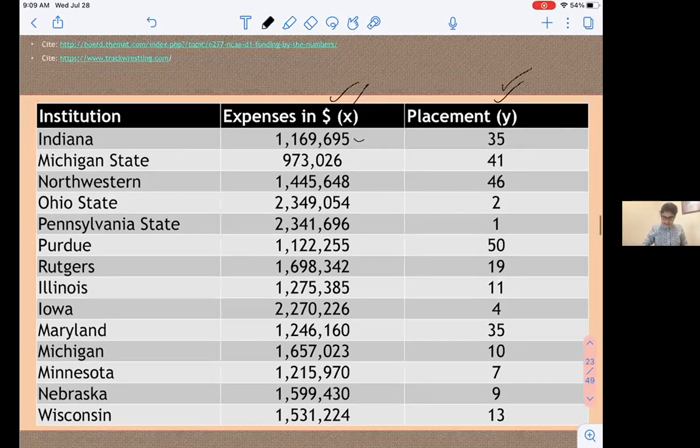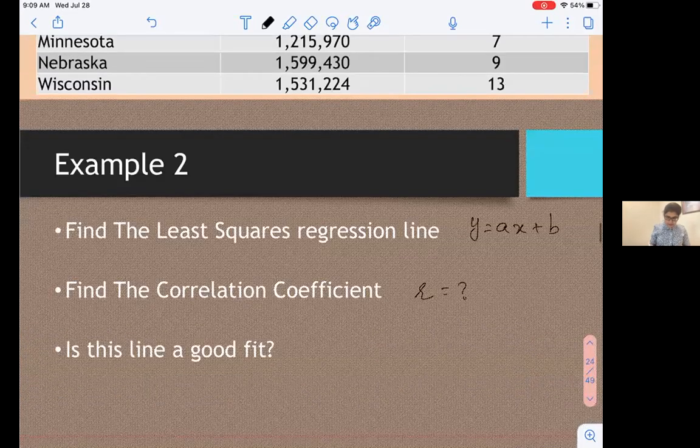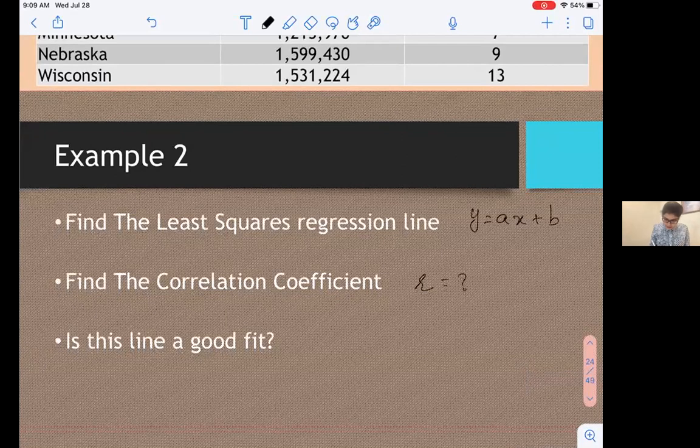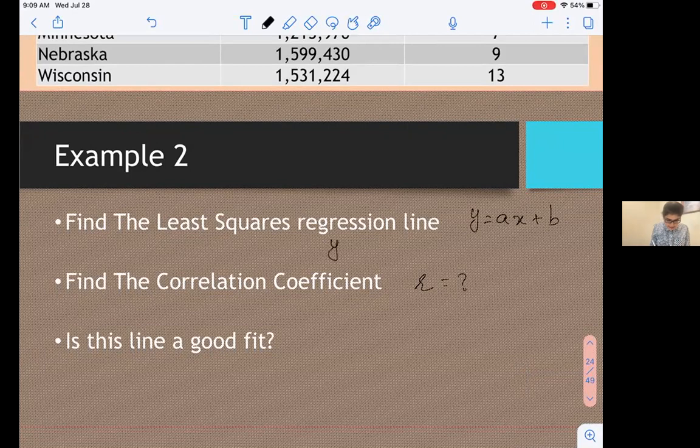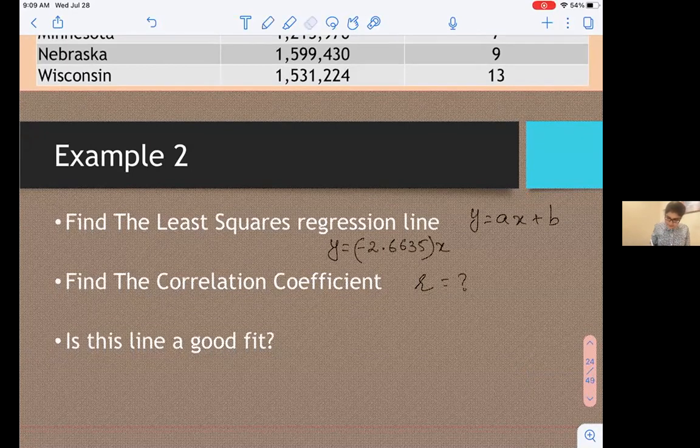So in this case, from my calculator, the linear regression line, the least squares regression line, is y equals minus 2.6635 x. Sorry, it is in scientific notation, so I'm placing it into two decimal places.